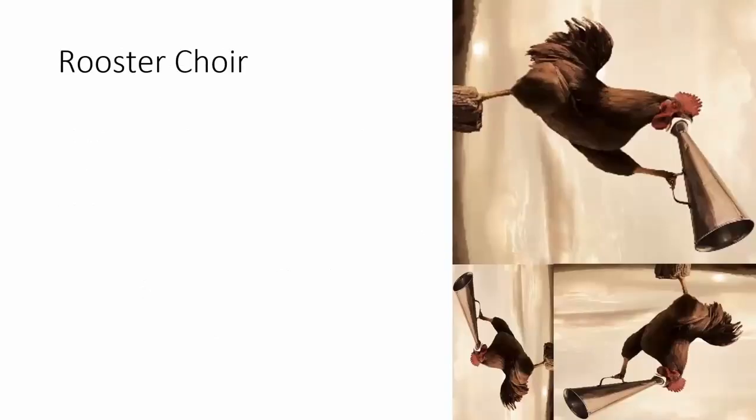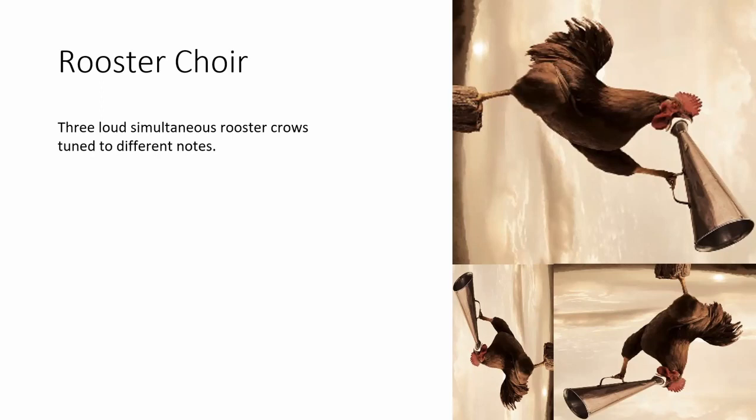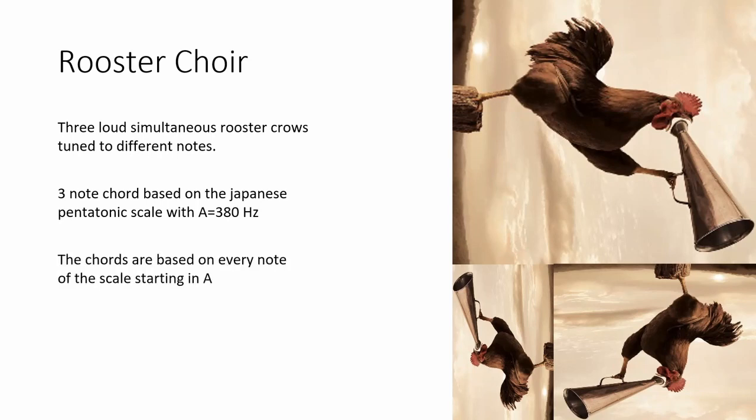Separately, there's rooster choirs. They are 3 loud simultaneous rooster crows tuned to different notes of the A Japanese pentatonic scale, tuned to A equals 380 Hz. Why 380 Hz? Well, it looks like a chicken nest. The chords can be based on each degree of the scale, and the second and third notes can be either 1 or 2 degrees higher than the previous ones.